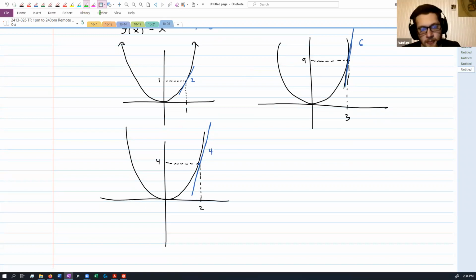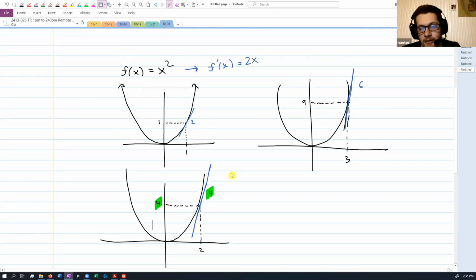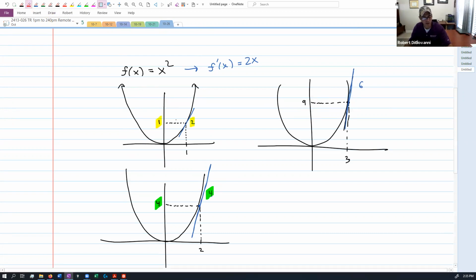Hey, wait a minute, hold on. These were the same. The y value here happened to be the same as the slope there. Was that a coincidence? Well, for this function it is, because look, here it was 2 and here it was 1. Those weren't the same. Here it was 6 and here it was 9. Those weren't the same.